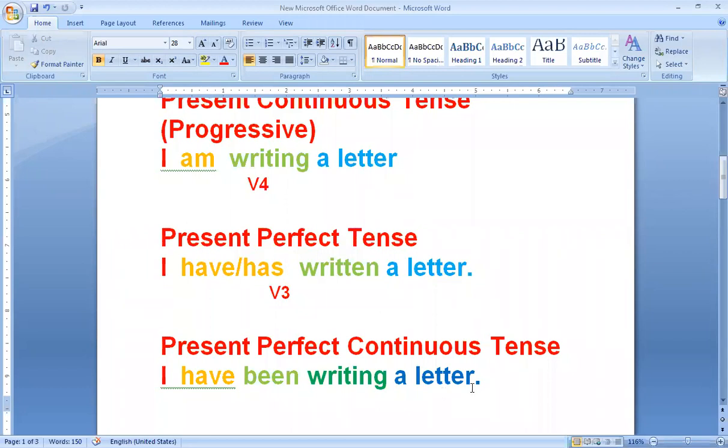When an action started, if we want to indicate that time, we can use since. And for the total period of action, we will use for. Now, she has been crying. I have been watering the plants. I have been watering the plants since morning, and I have been watering the plants for 2 hours. This is the total period of time.